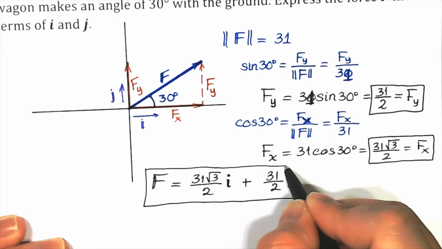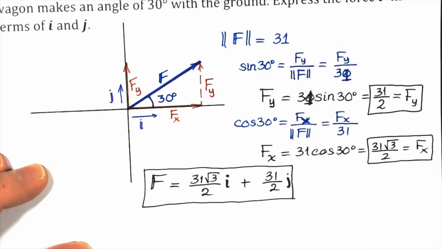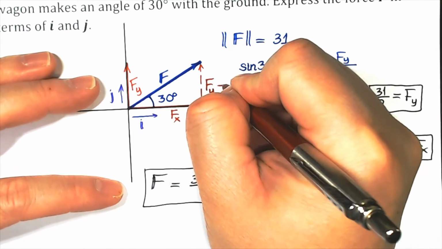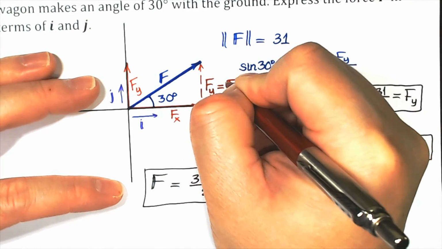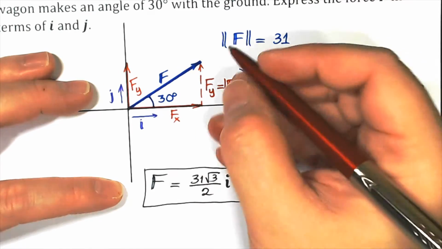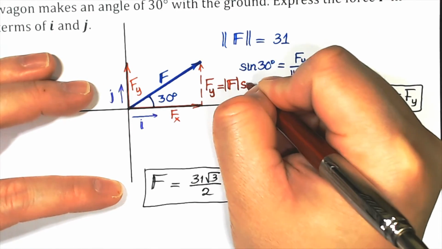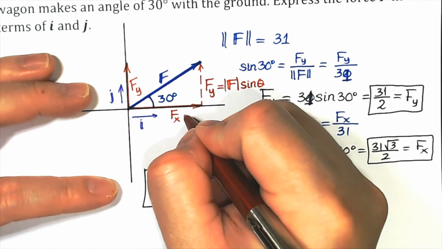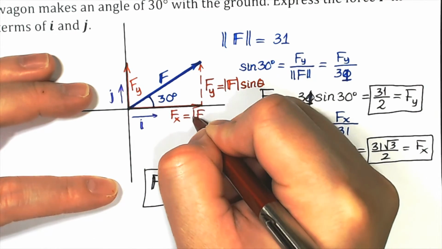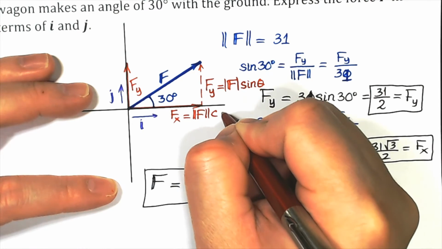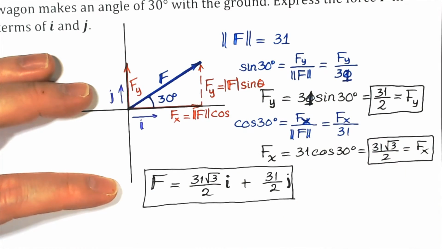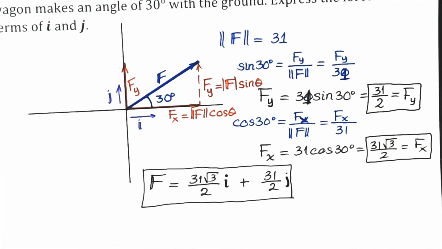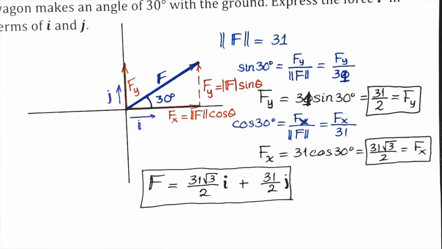But let's just recap. Fy is equal to the magnitude of f times the sine of the angle, and f of x is the magnitude of f times the cosine of the angle. Right, and that's what we have.